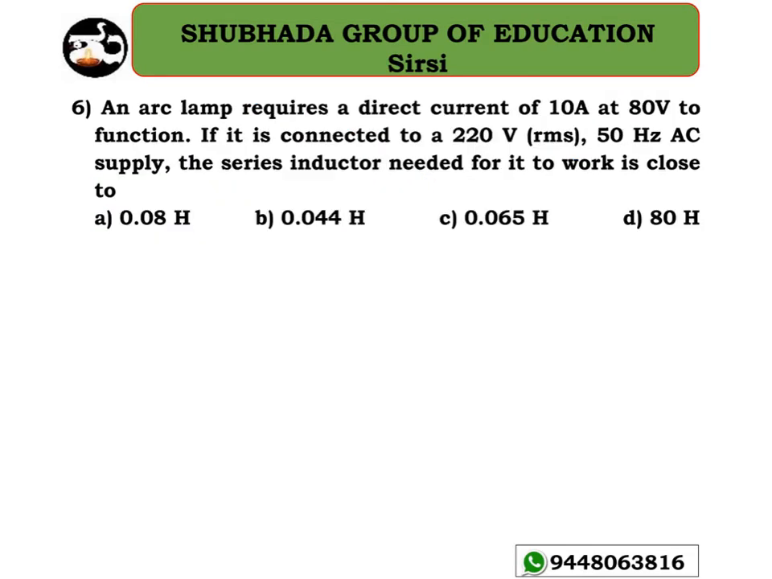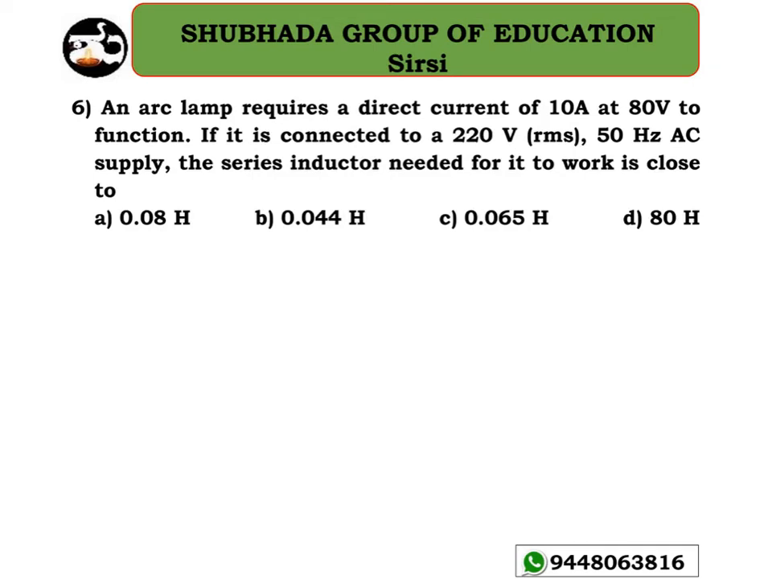Look at the next problem here. An arc lamp requires a direct current of 10 ampere at 80 volt to function. If it is connected to 220 volt, this is the RMS value, 50 hertz AC supply, the series inductor needed for it to work is close to.